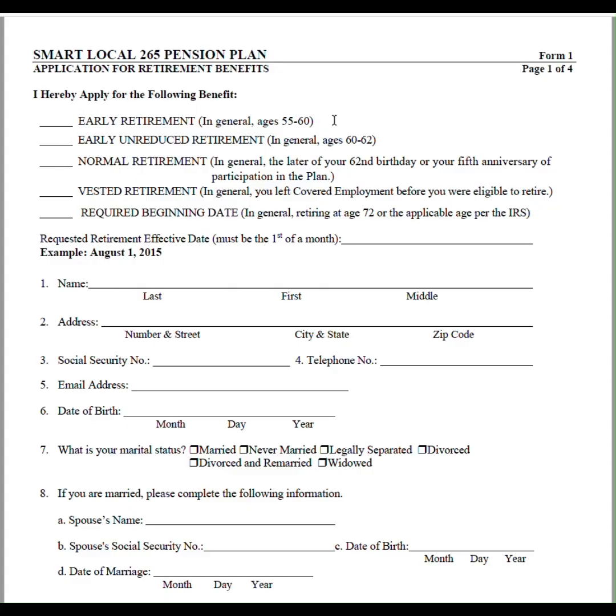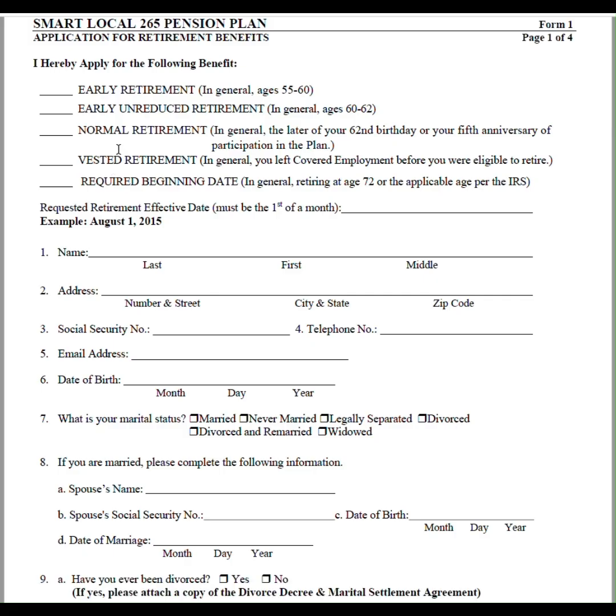If you are retiring between the ages of 55 and 60, then you will check this line here for early retirement. If you are retiring between the ages of 60 and 62, you'll check this line. If you are retiring after your 62nd birthday or your 5th anniversary of participation in the plan, you're going to check for a normal retirement.